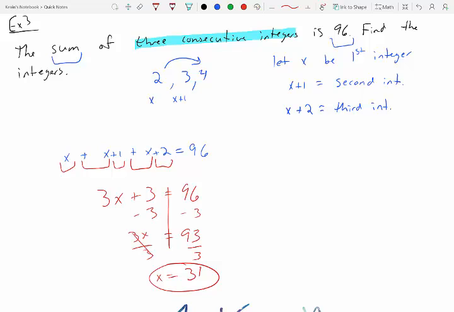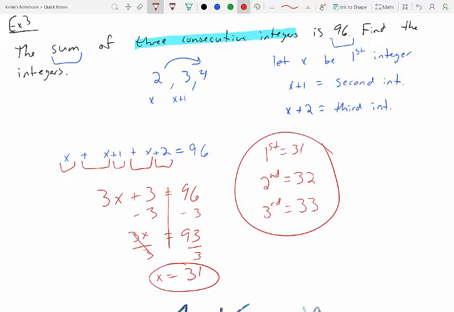That's not my final answer because I need to find 3 integers. So x, my first integer, equals 31. My second one, if I do x plus 1 equals 32. My third one, x plus 2 equals 33. So that would be my final answer, 31, 32, and 33.